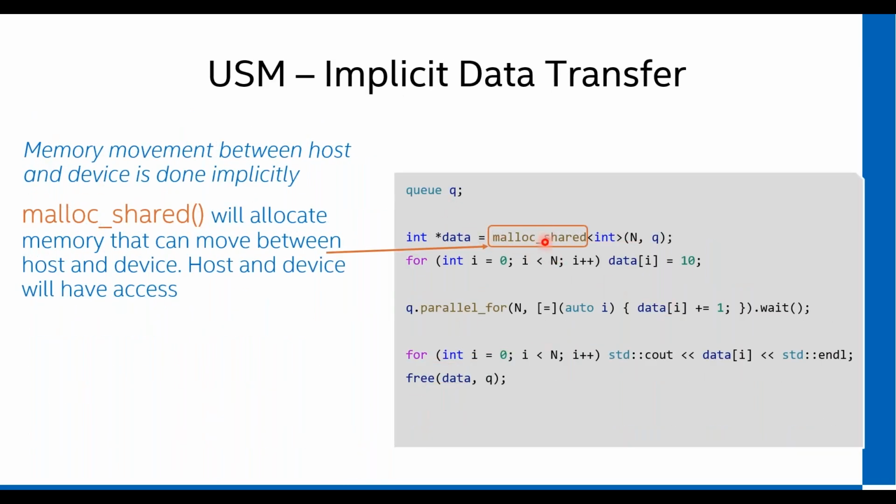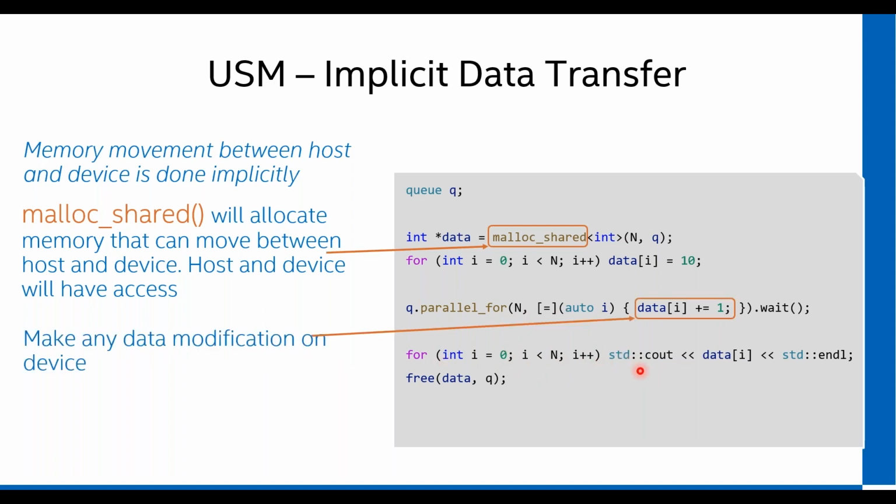So this is the implicit way, and the easiest way for C++ developers who are trying to port their code to SYCL and get the benefit of running the code on a heterogeneous platform. What happens using malloc shared is you just allocate the data using malloc shared, and then you can access that data from the device as well as from the host. So you can see here we have not done any memcopy, but we are able to do the operations inside the device as well. And if you print the results, you will see the modifications to this data have been done and it's getting printed. So the copy back and forth has been done implicitly. We don't need to worry about that.